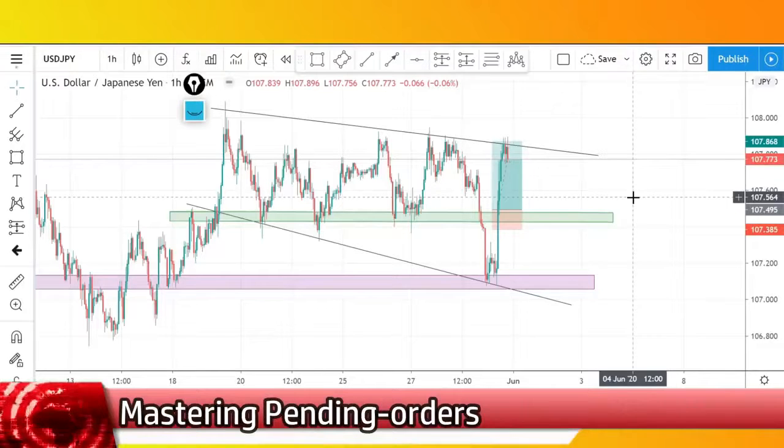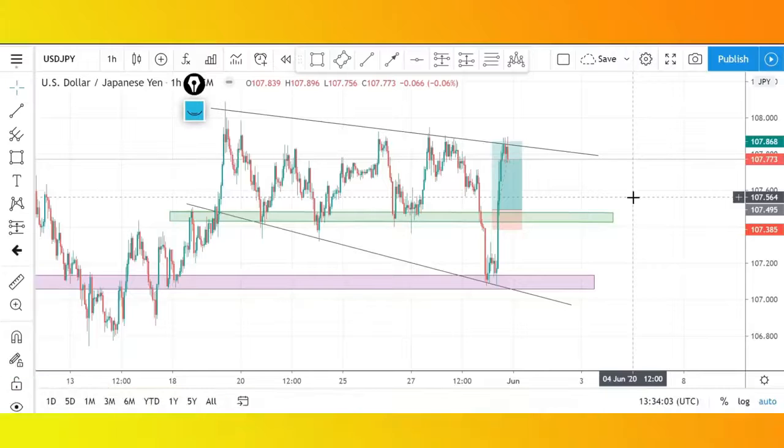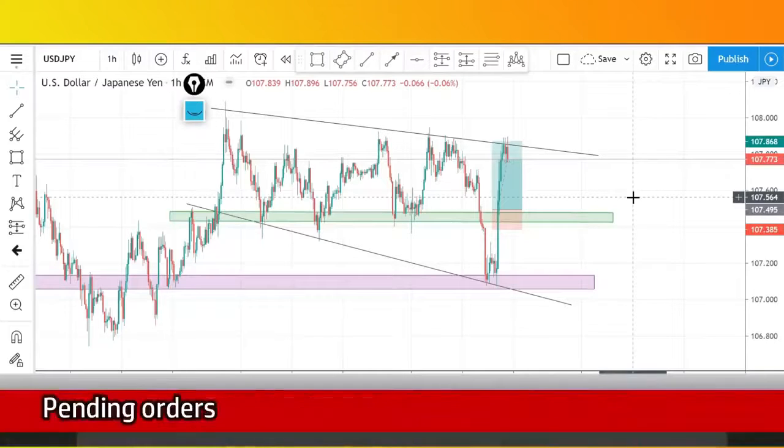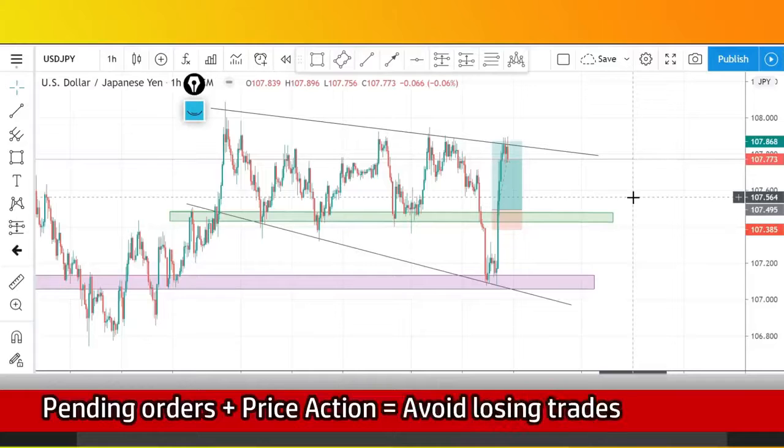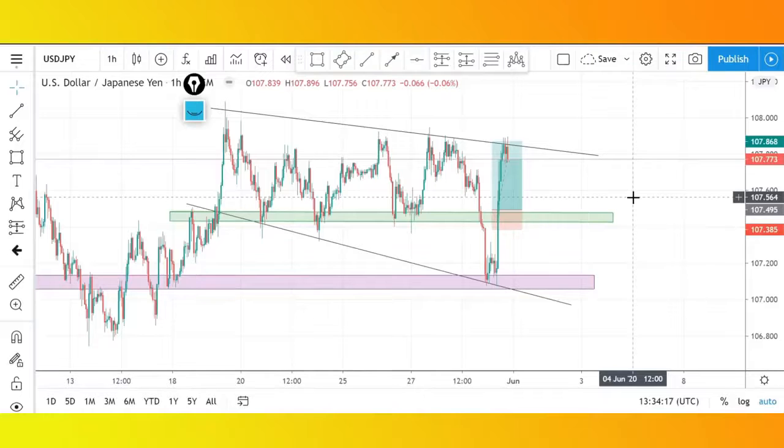Yes, these underrated trading tools are your gateway to actually growing your small account with your risk decreased by almost 50%. So I'm going to show you guys how to effectively utilize your pending orders, because pending orders together with price action will help you avoid losing trades and actually help you execute only highly probable trades.